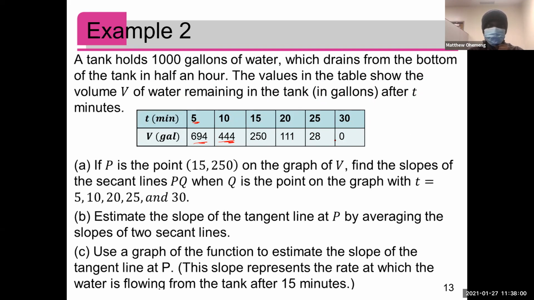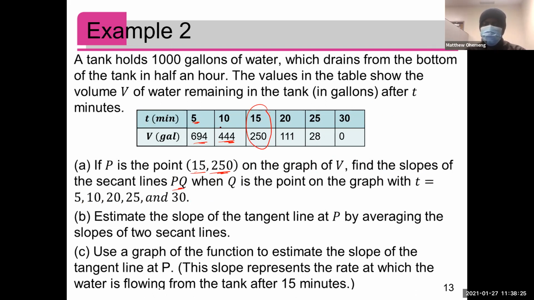It's just 0. Okay. Now, if P is the point (15, 250), so at 15 minutes we are left with 250. So there's this point on the graph. Find the slope of the secant lines PQ, when Q is the point on the graph at time 5, 10, 20, 25, and 30. So for this one, we are not given an explicit function.